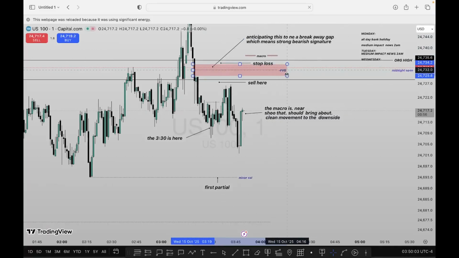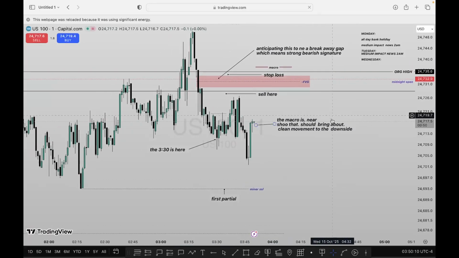So I drew out the FVG. Worst case scenario, it comes to that FVG and drops down. That was what I was thinking. But I want to see the FVG treated as a breakaway gap, a bearish breakaway gap. That confirms a strong bearish signature for me.